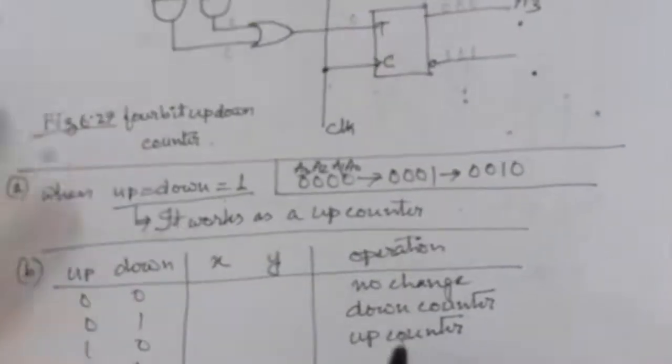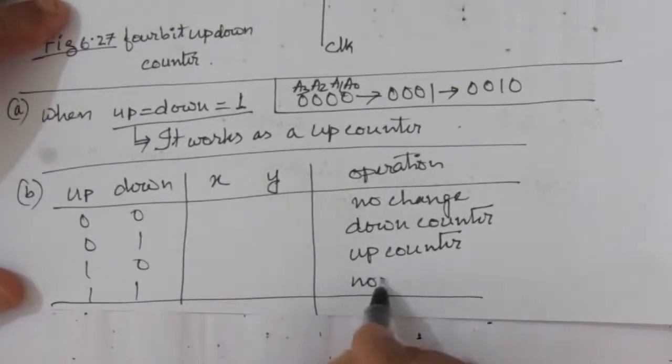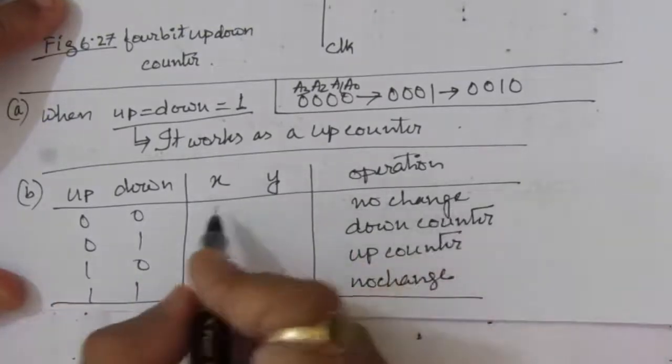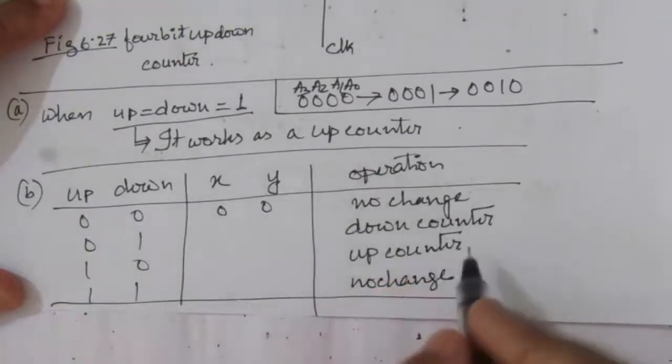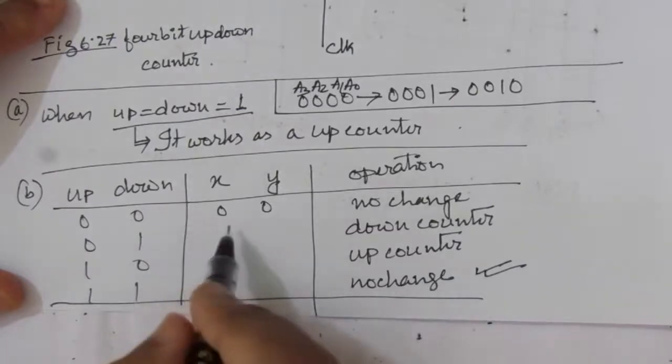That means here also we'll now have the no change operation. So now the required output is no change. That means whenever we have 00, there is no change. Same, no change, only we have to change this. That means from the up counter we now have to change it to no change. That means from 11 we have to do something so that it becomes no change.